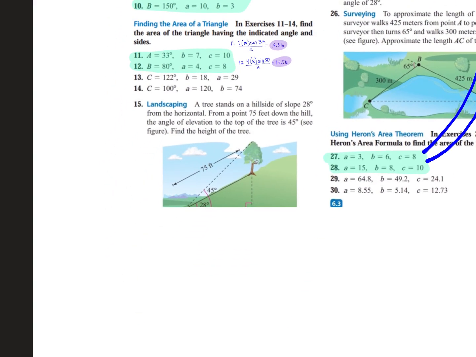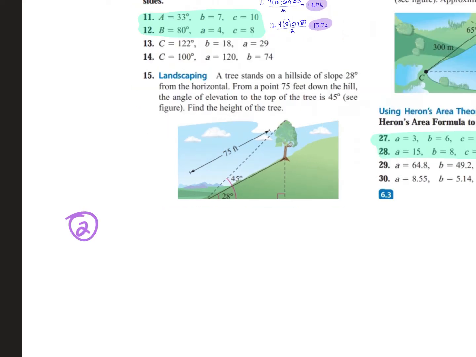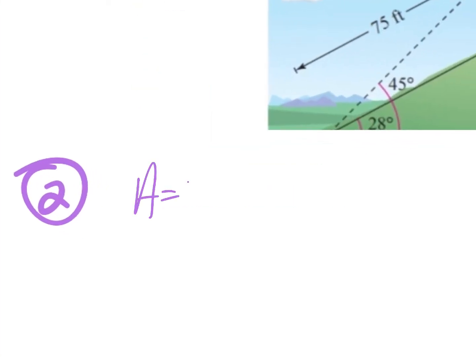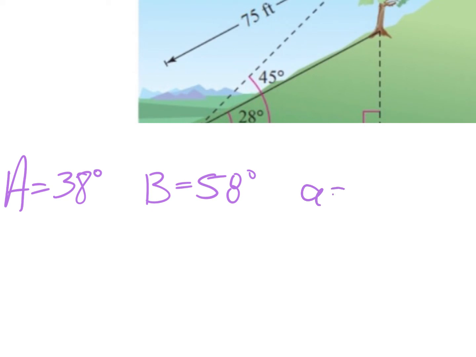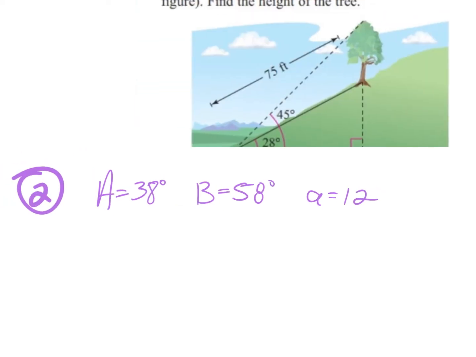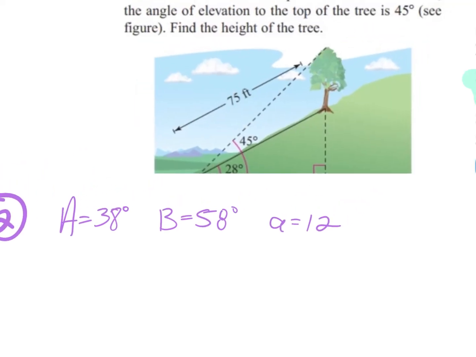Let's do number two. Number 2, what is number 2? A is 38 degrees. B is 58 degrees, right? And a is 12. Now, most questions will say using the law of sines or using the law of cosines, and you should be able to figure out which one to use.